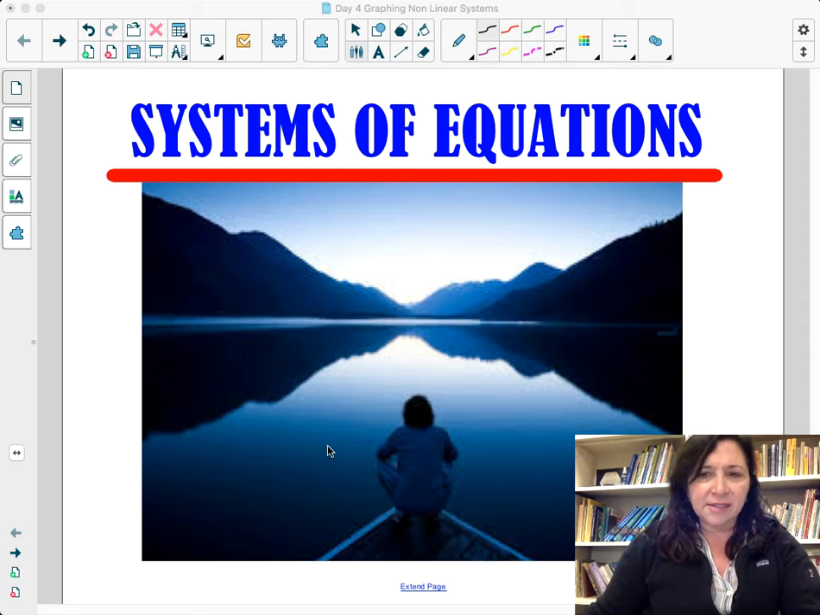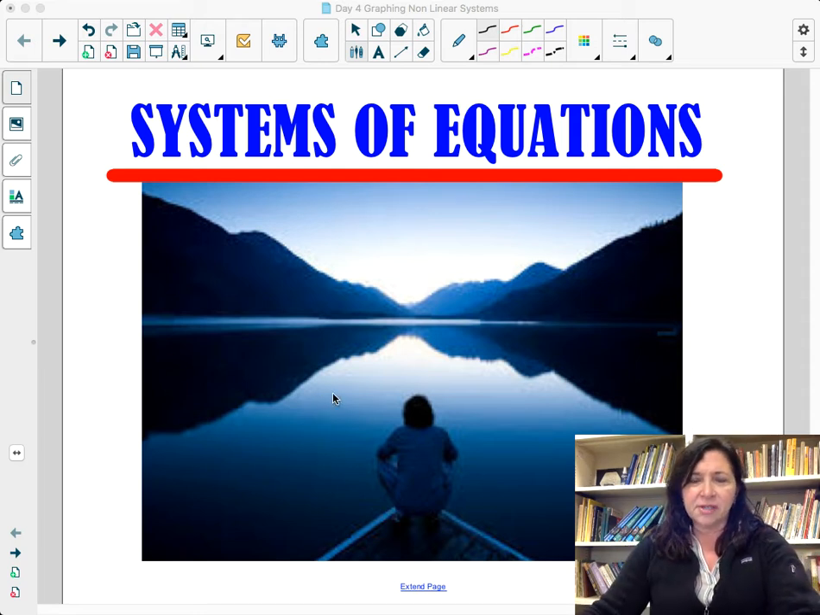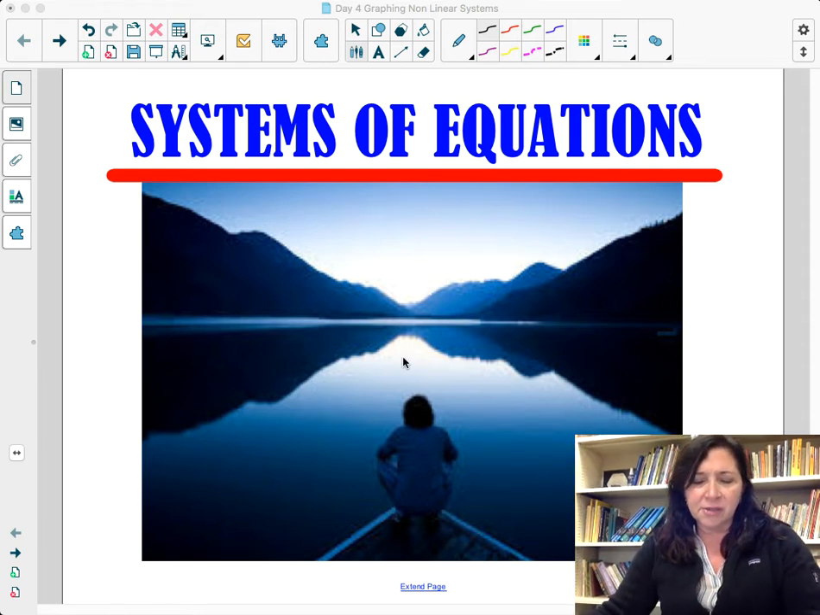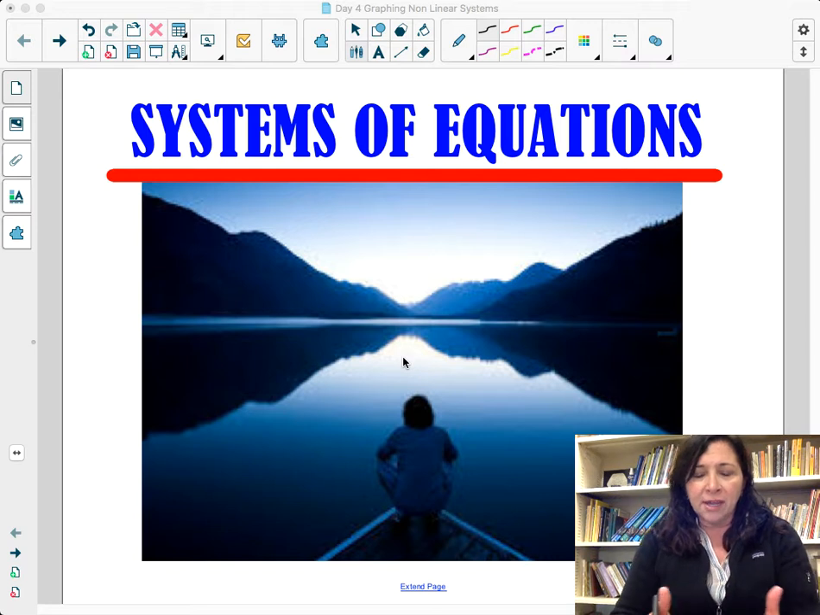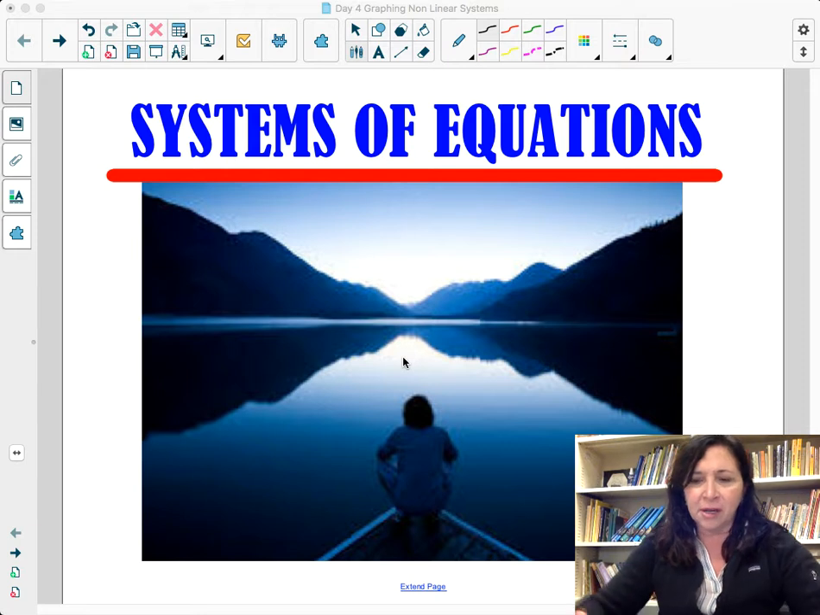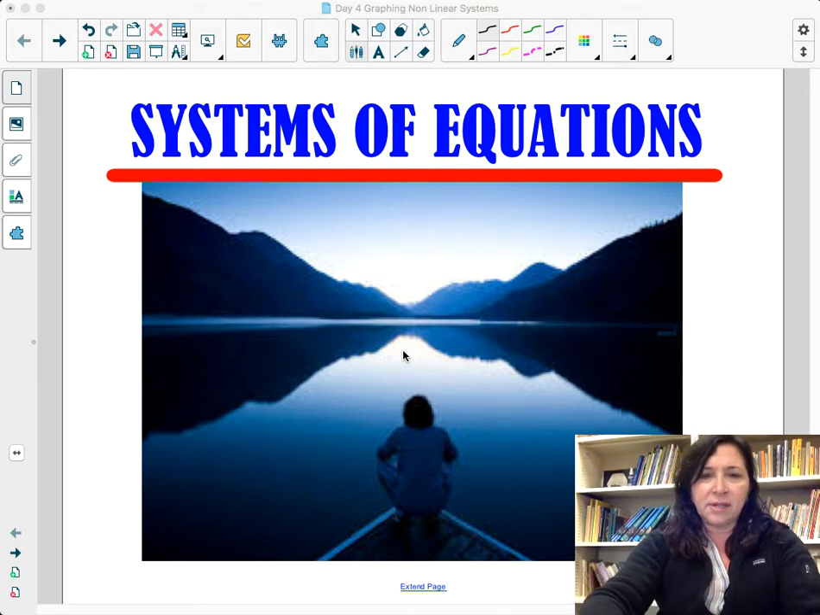Hi, everyone. Today's lesson is on systems of equations. Systems of equations is where you have more than one equation, could be a conic or a line, and your equations are intersecting. We're going to get to that in just a minute. We're going to start off with a warm-up, so let's get started.